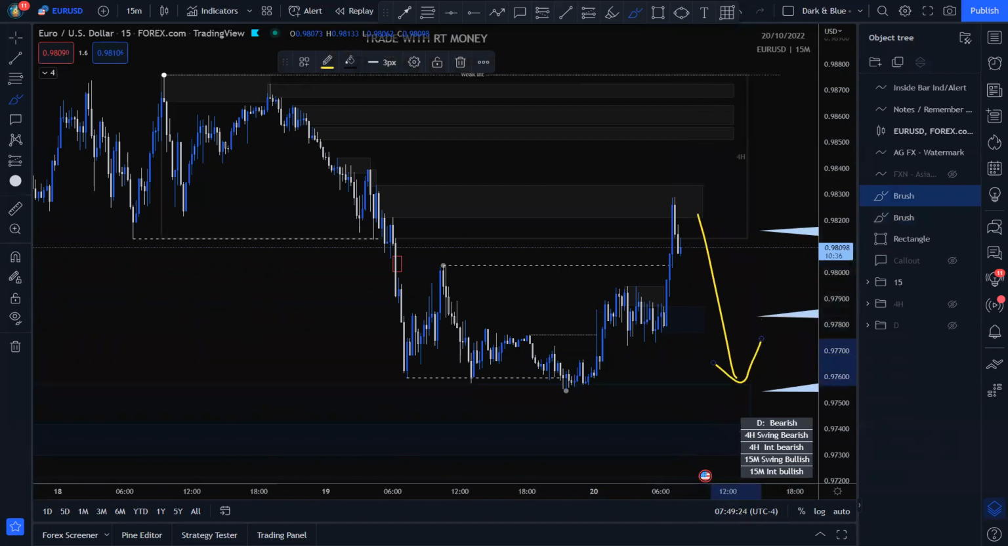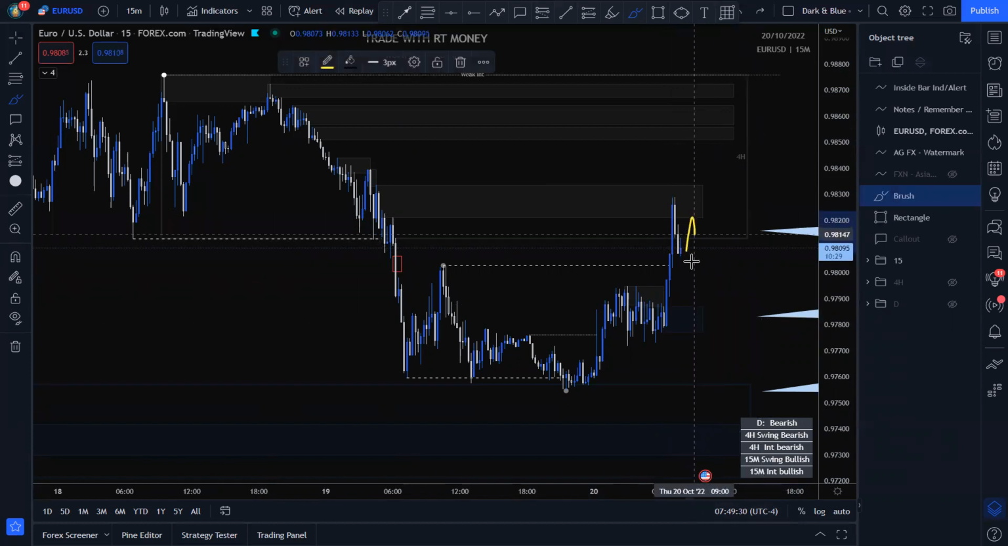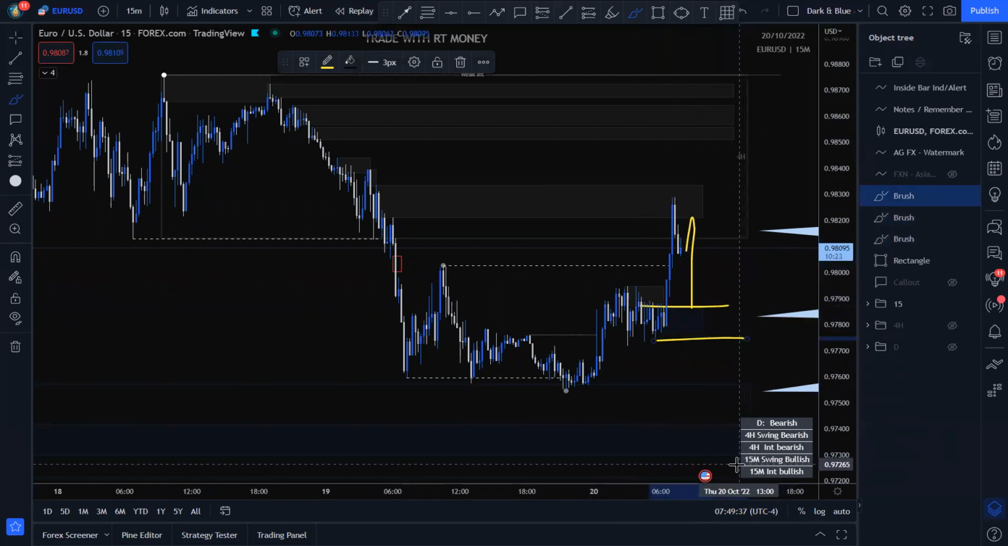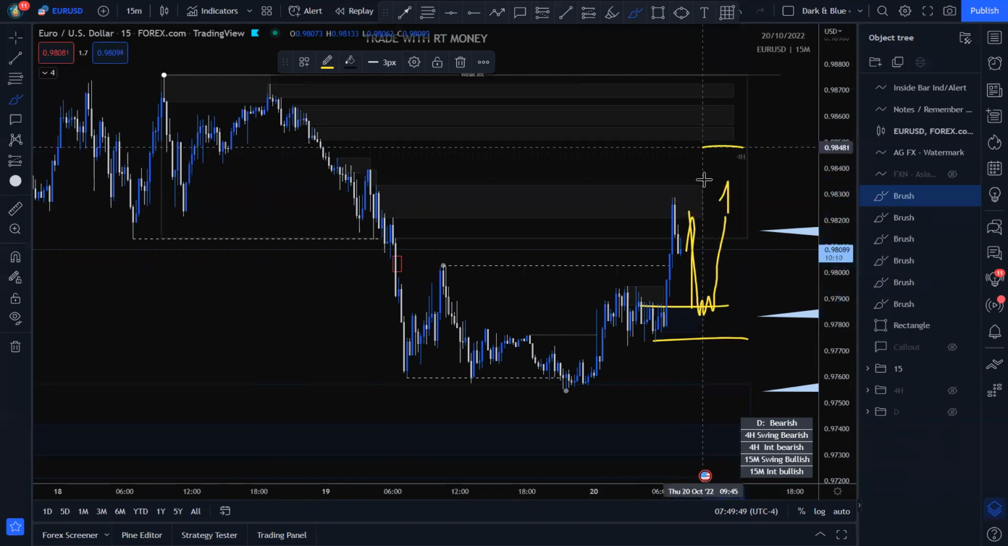We may get a pullback here, and I would be inclined to look for confirmations for a trade to the downside into this zone at the very least. And that would be my TP. We get a pullback here, I'm looking for this. That would be my TP, because I don't know if this thing is going to hold or not, if it will reject price. If I get that bullish price action here, I'll be in for a buy to the upside for a deeper penetration.